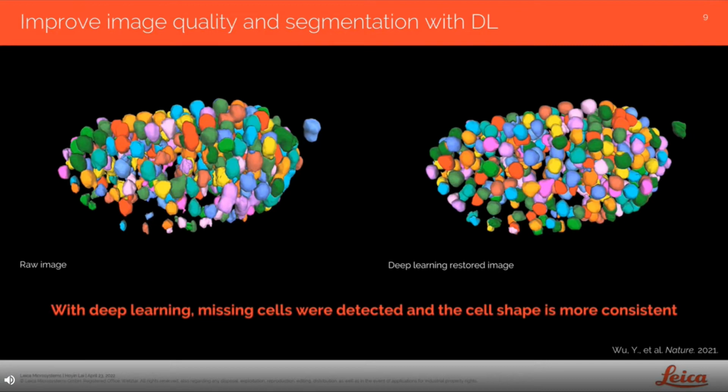And with the deep learning model that we've applied, we can detect the cells that are missing in the lower left corner of this embryo much more effectively. We can also get cell shapes that are more representative of the actual nuclei in the embryo. And we can apply this model to a live data set that will allow us to not just reconstruct the embryo, but also track the individual nuclei and their development over time.